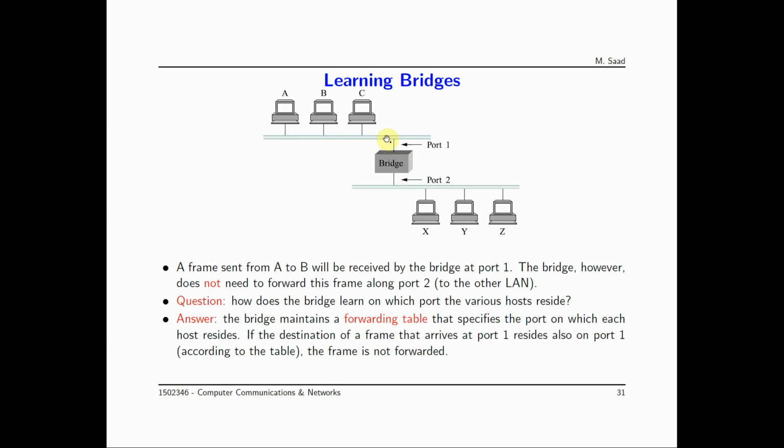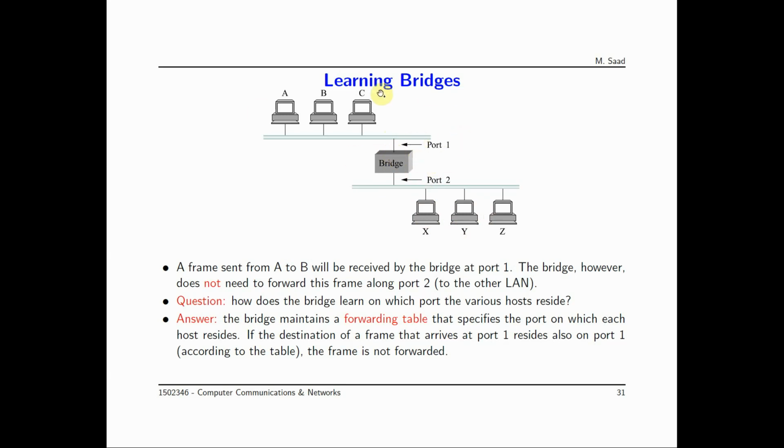So if a frame comes from port 1 and the bridge knows that the destination is also connected to port 1, it means the destination has received the frame already, and it does not need to forward to the other LAN. Likewise, if X is sending to Y, that frame will arrive at the bridge from port 2. Now, if the bridge knows that Y is connected to port 2 as well, which is the same port from which the frame just came, it means that the destination has the frame already and the bridge will decide not to forward. It will not have to forward through the other port to the other LAN.